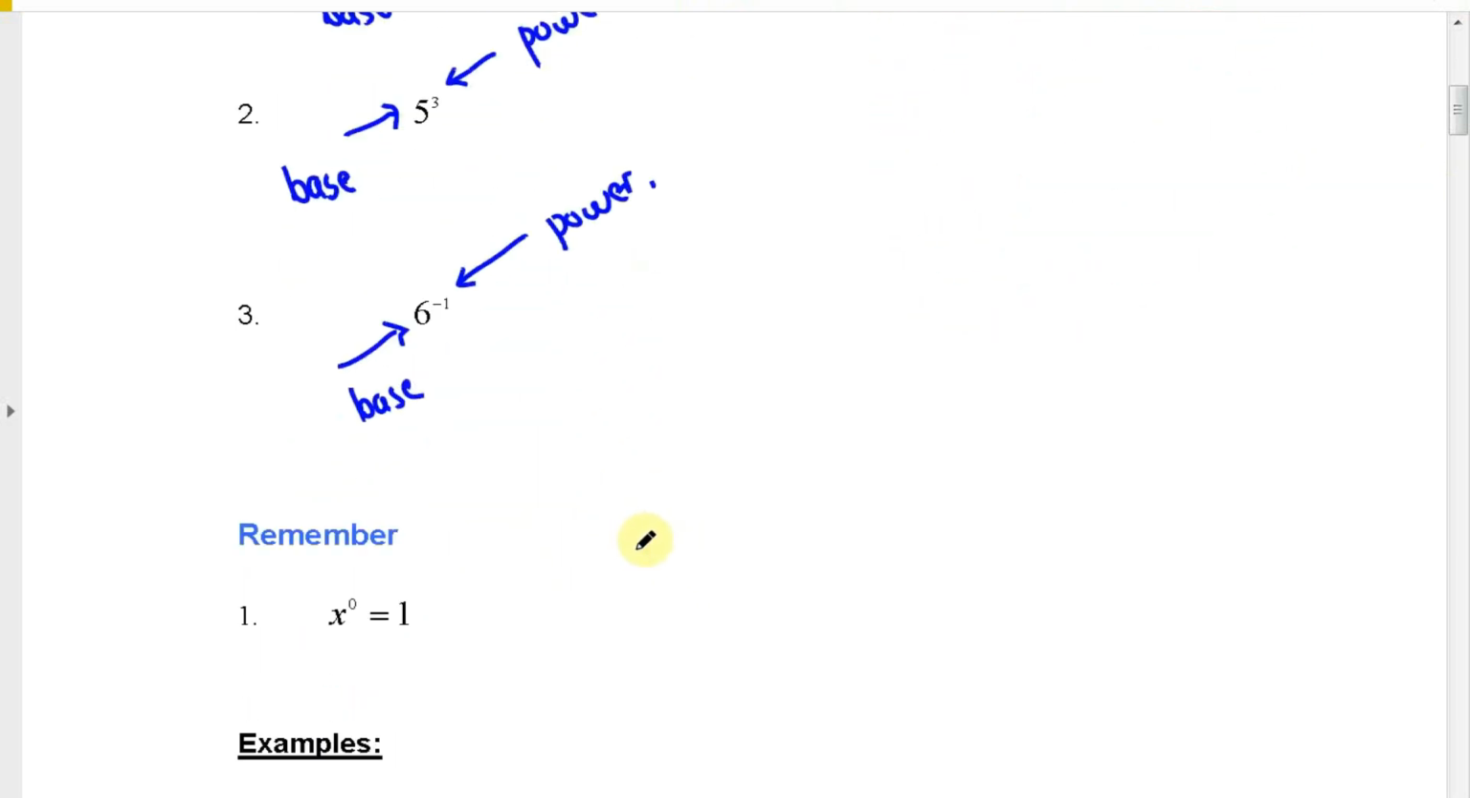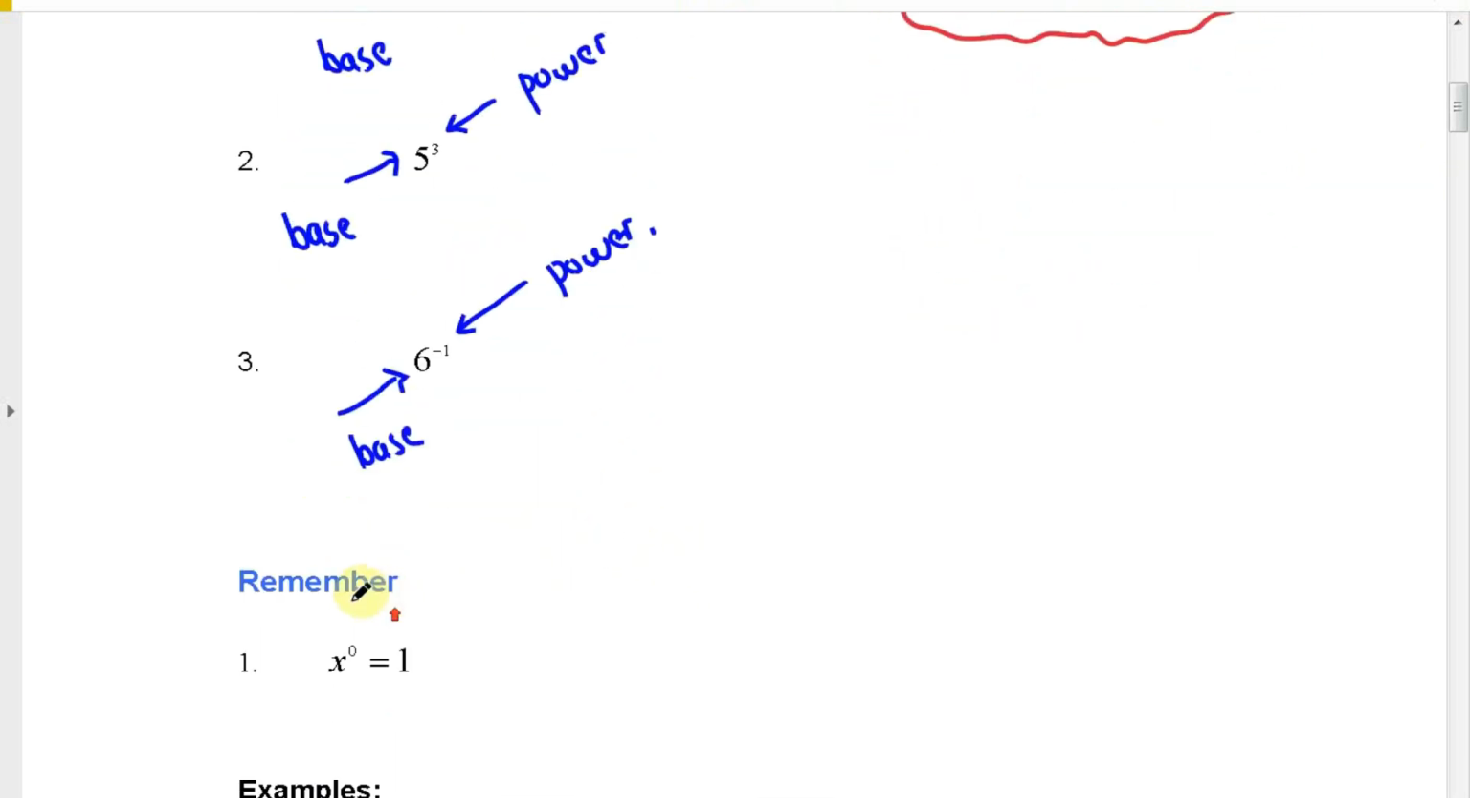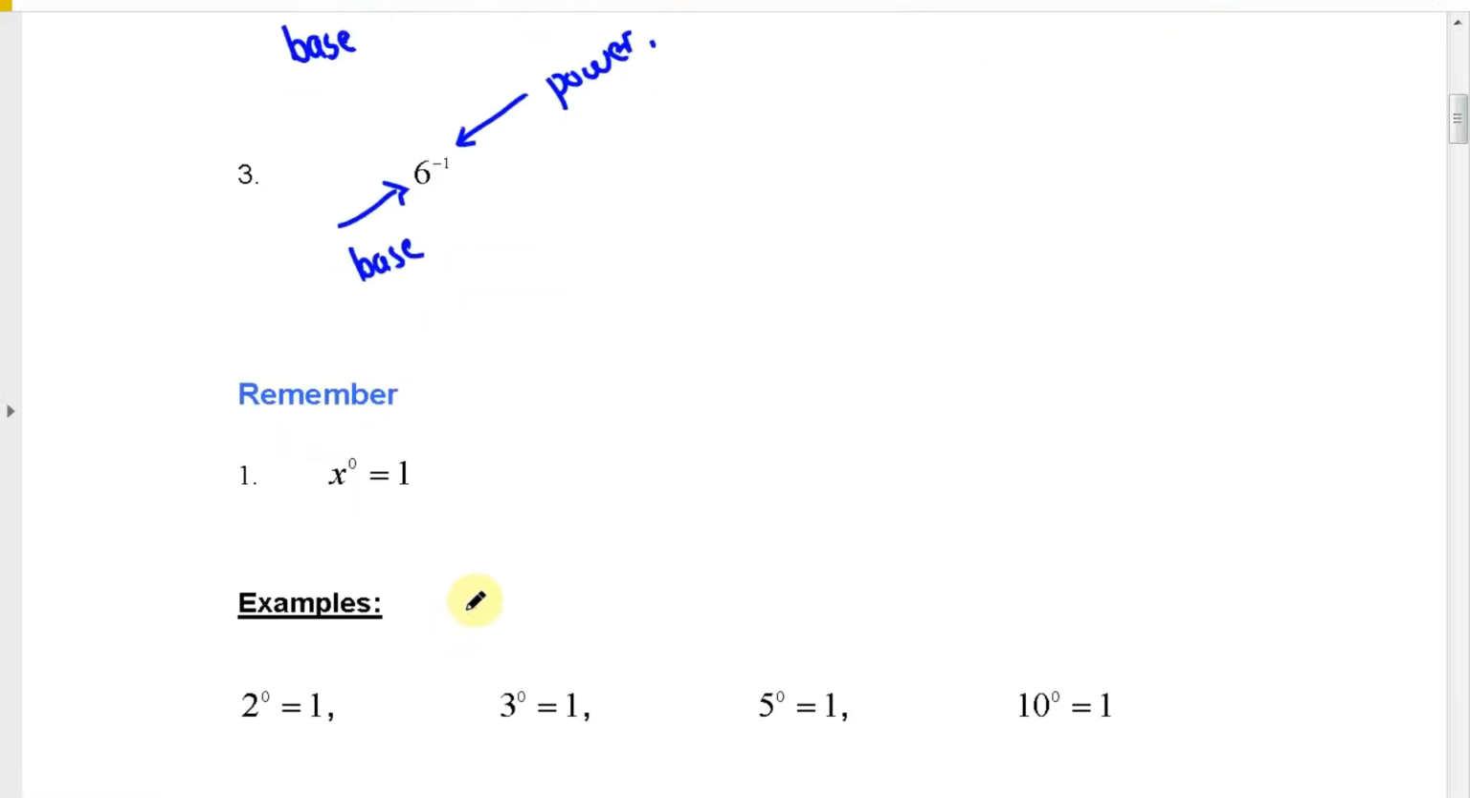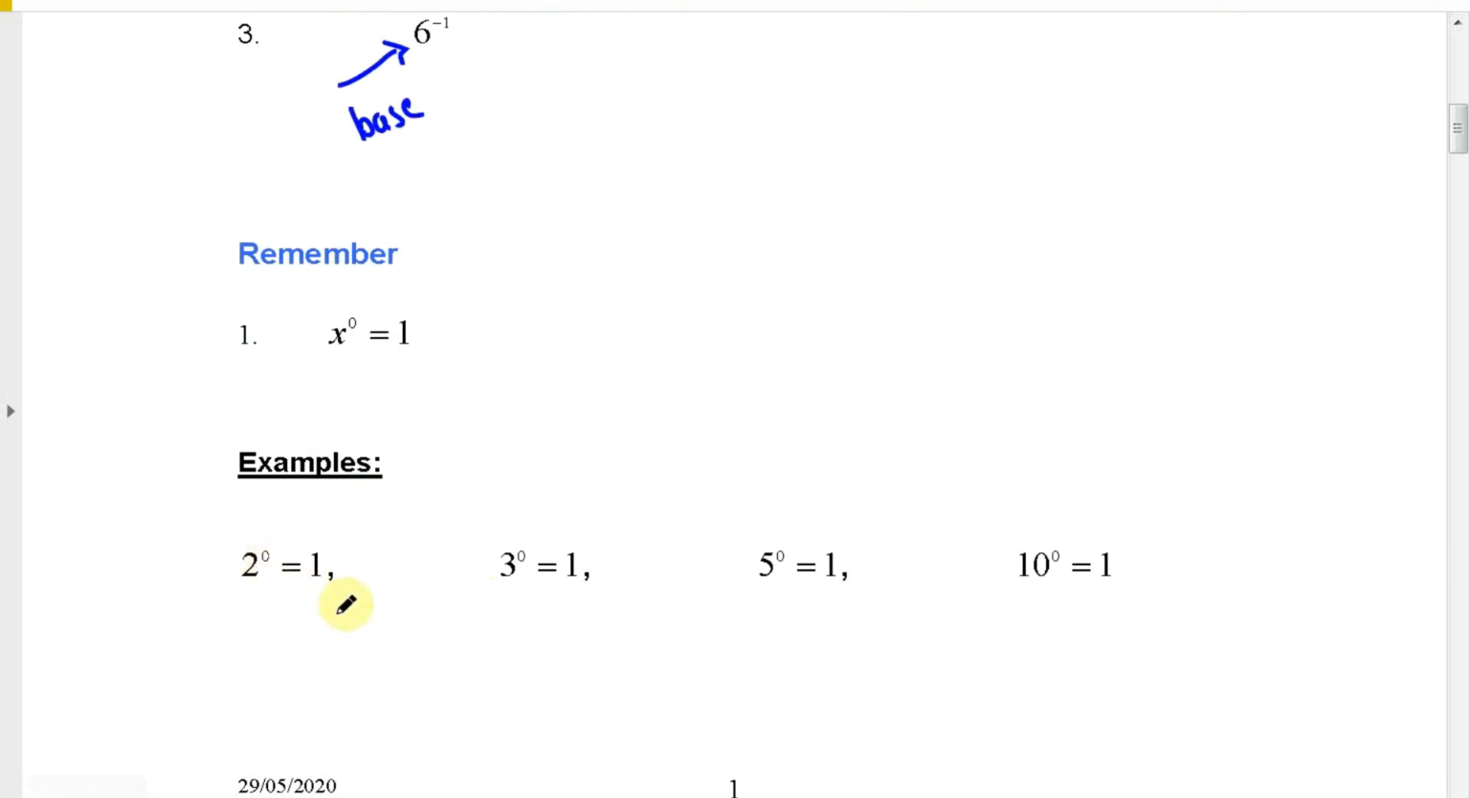Now remember, any term to the power 0 is 1. So anything to the power 0 is 1. Let's go through this. 2 to the power 0, 1. 3 to the power 0, 1. 5 to the power 0, 1. 10 to the power 0, 1.